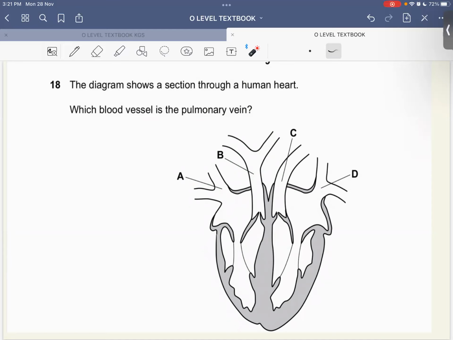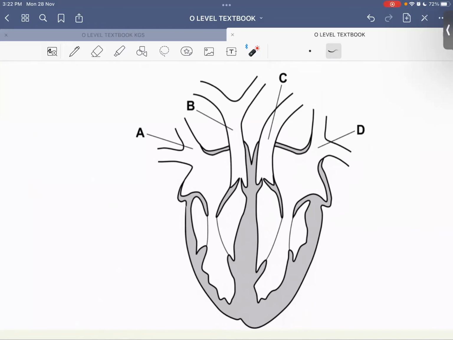What is A? A is the vena cava. Correct. What is B? Lungs की तरफ, pulmonary artery. Pulmonary artery. Very good. What is C? Aorta. D? Pulmonary vein. Acha.